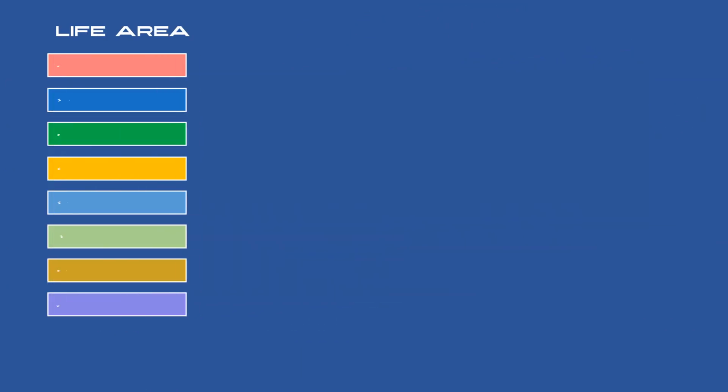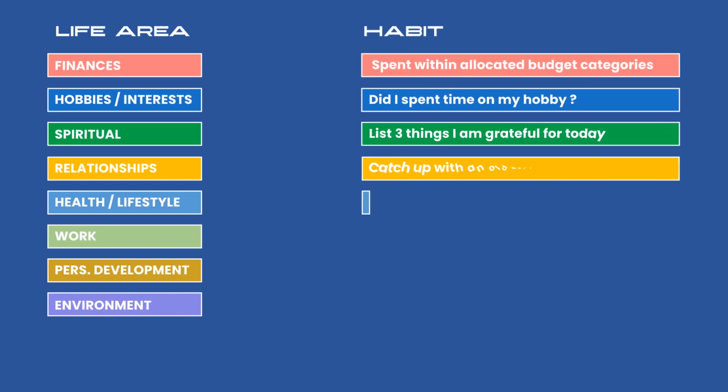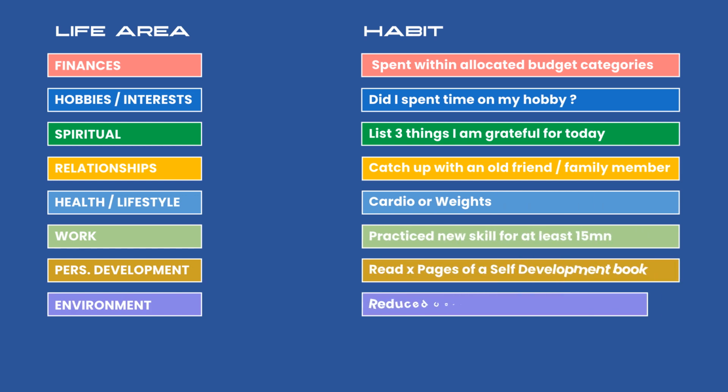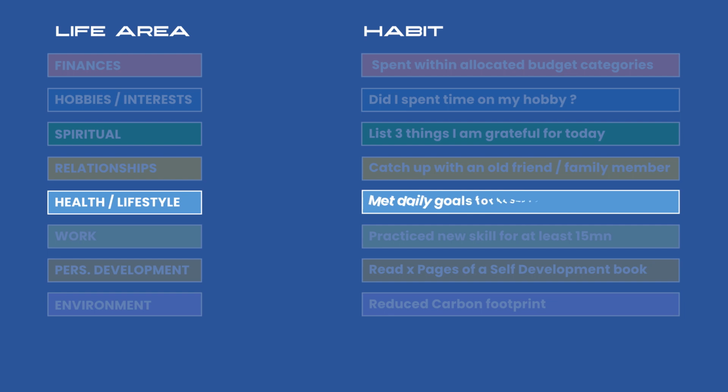You can list areas of your life you want to improve, and for each area you can pick a habit you want to implement. Then you can track these habits on the spreadsheet. You can change the habit for a life area if you want to add some variety.